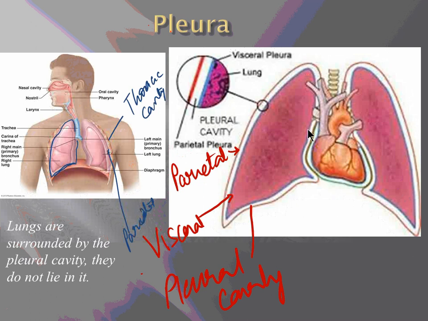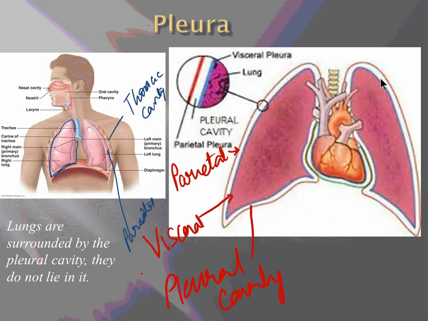Then it gets reflected, and now it forms the visceral pleura, which is intimately attached to the surface of the lung. You cannot separate it from the surface of the lung. And in between the two is the pleural cavity. So like the pericardial cavity, this pleural cavity is going to surround the lung. The lung doesn't lie in the pleural cavity. The pleural cavity only has a little bit of fluid in it. Okay? So the two pleural cavities are separate, just as the two lungs are separate. So there's a right pleural cavity and there's a left pleural cavity.